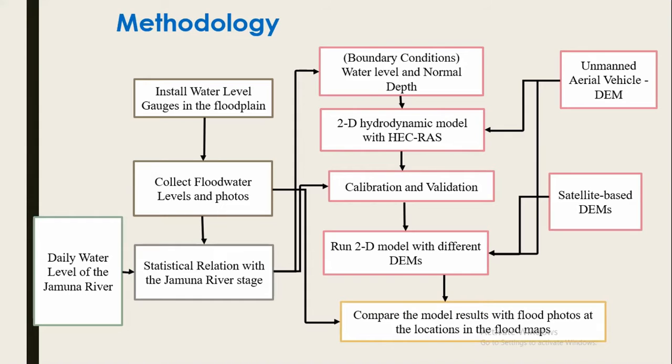And then a statistical relation of the flood water level at Ranigram with the water level at Jamuna at Sirajganj was developed. Then a two-dimensional hydrodynamic model was developed with HEC-RAS, where stage hydrograph and normal depth were used as boundary conditions. The water level data used for the boundary condition is the water level data at Ranigram at Union Porishad that was generated from the statistical relation using the water level data of Jamuna at Sirajganj. Then the model result was calibrated and validated.